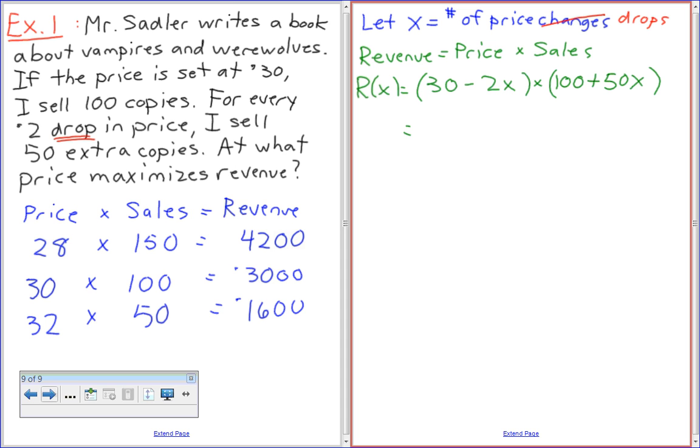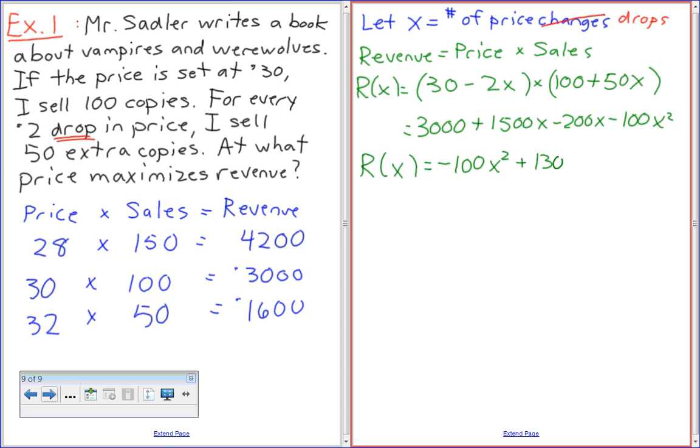Let me smile when I say that. Somebody please. FOIL for me? Georgie, thank you. Go ahead. That's 100x squared. Thank you very much. And just to neaten that up, I'm going to call that negative 100x squared plus 1300x plus 3000. There's my equation for revenue.